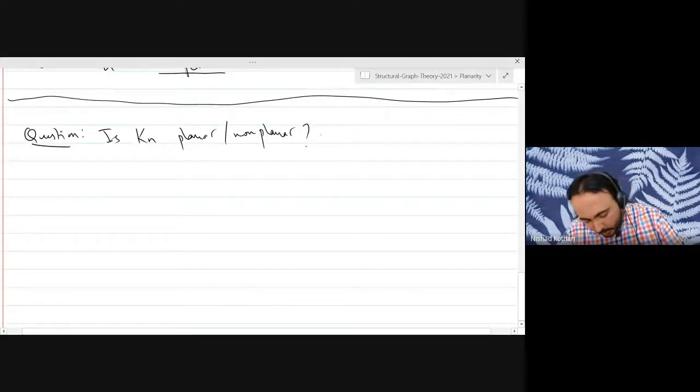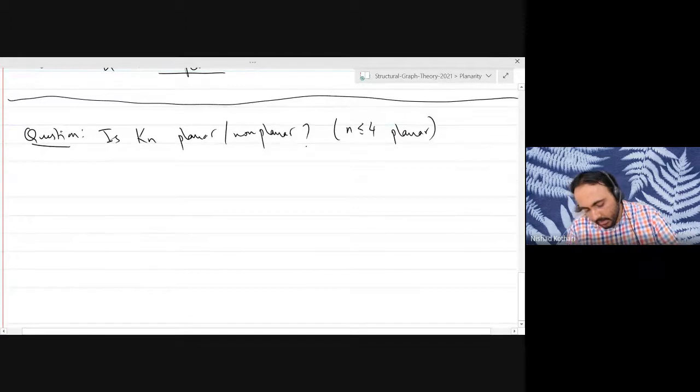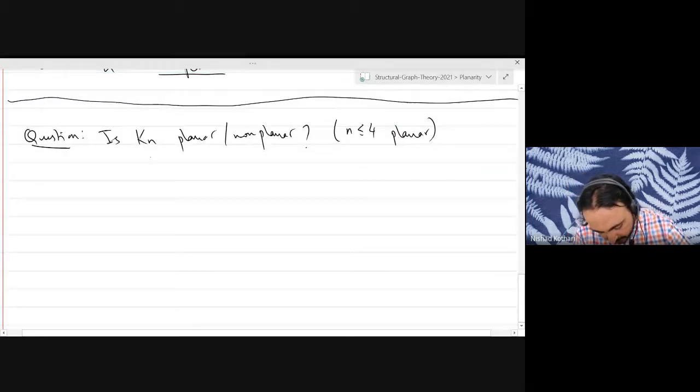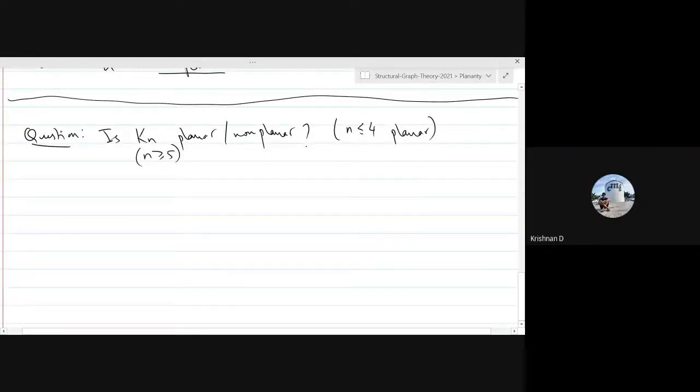So up to n at most 4, you can check that they are all planar very easily. What about n at least 5? Not planar. Why? Because K5 will be an induced subgraph of Kn.